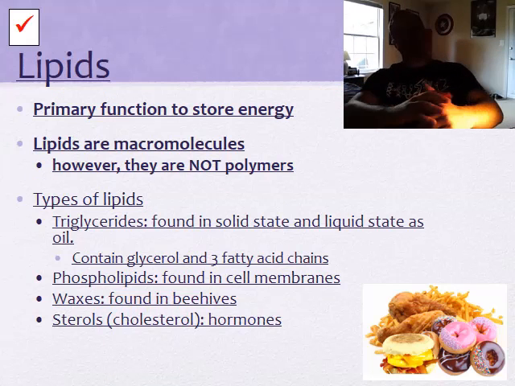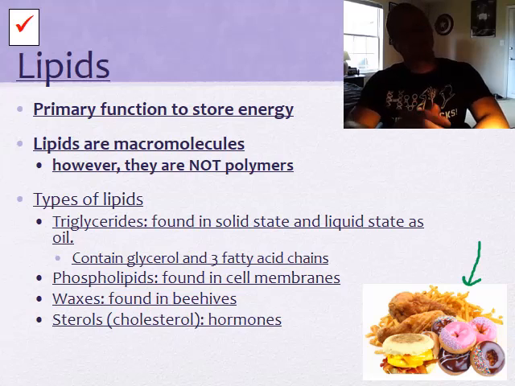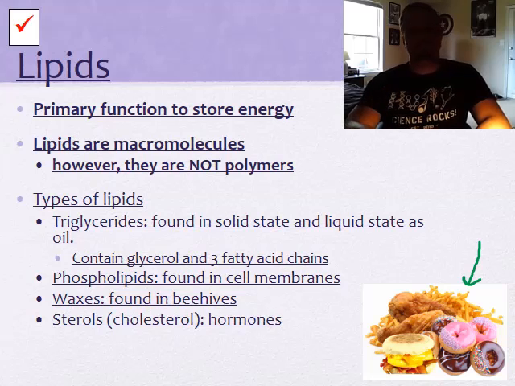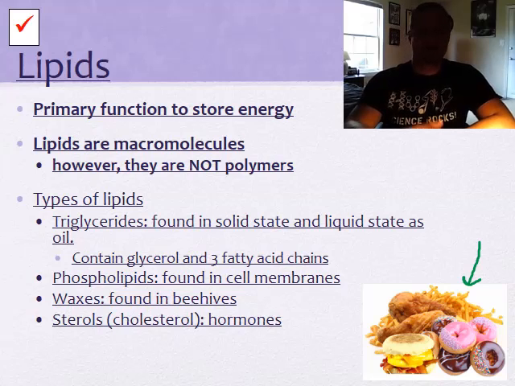The next type we're going to talk about are lipids. So based off what you can see here, lipids' primary function, these are fats, is to store energy. Lipids are macromolecules. However, they are not polymers. That's right. So lipids don't actually have monomers. The types of lipids that we have include triglycerides, which are found in a solid state, and a liquid state as oil, that contain a glycerol and 3 fatty acid chains.